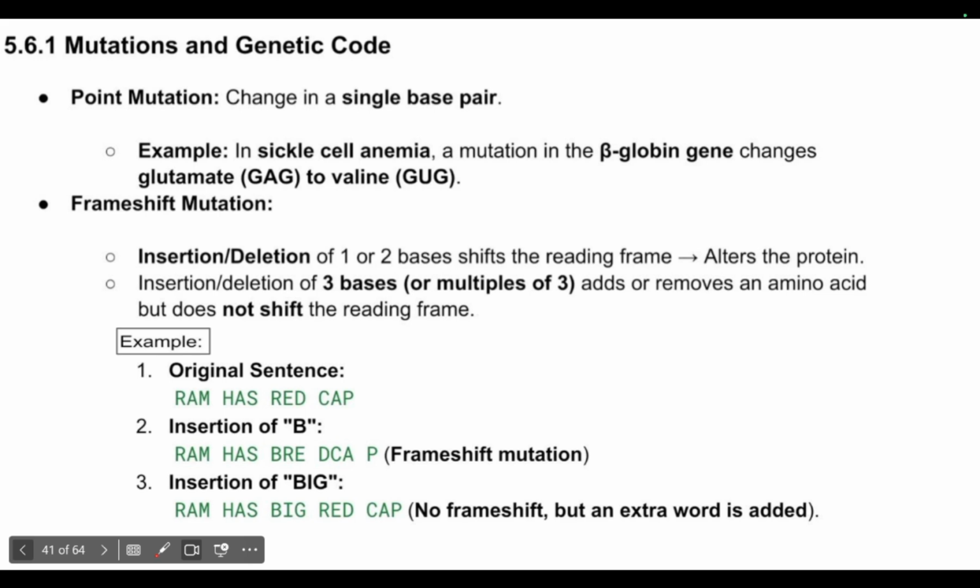The same will happen if you insert two base pairs. The reading frame will shift. But what if you insert three base pairs? So this is the example, "big." If you insert three, then only one codon is added, and the rest have the same meaning. You can still see "Ram has," just this word "big" is added, but "red" and "cap" keep their meaning. In the earlier case, "red" and "cap" are gone, but here they are still there. This means there is no frameshift mutation if three or a multiple of three bases are added into a sequence.